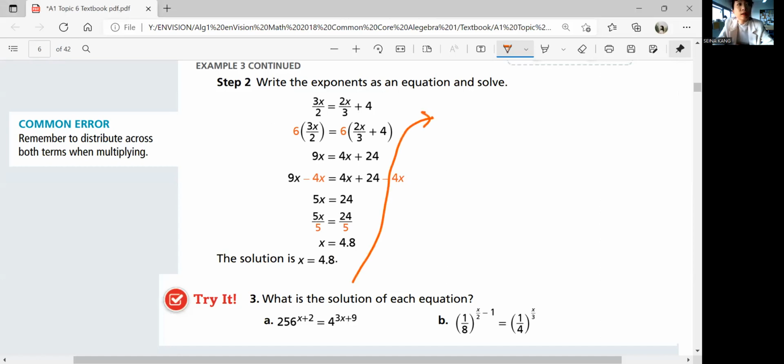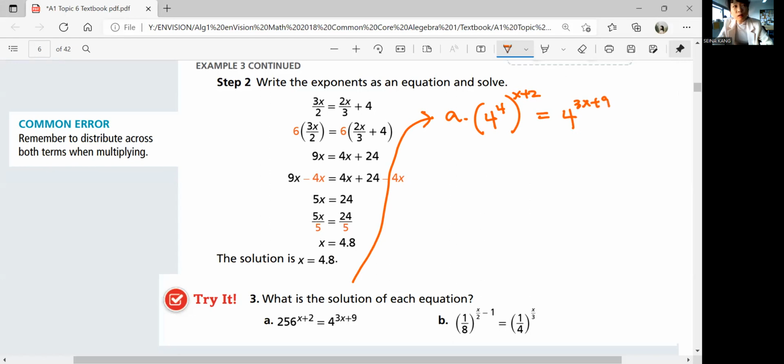I'm going to write it over here, part A. So 256 is 4 to the what power? 4 to the 3rd power is 64. 4 to the 4th power is 256. So 4 to the 4th power is 256, to the power of x plus 2. That's equal to 4 to the power of 3x plus 9.